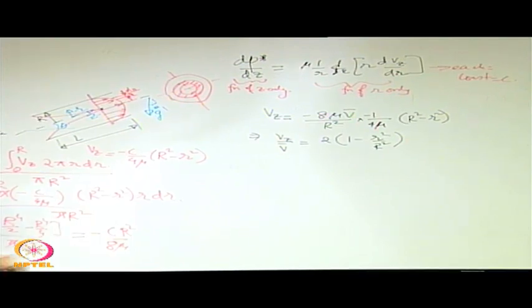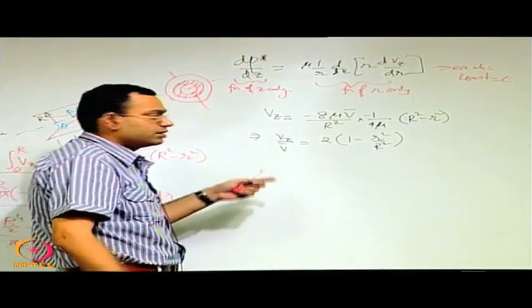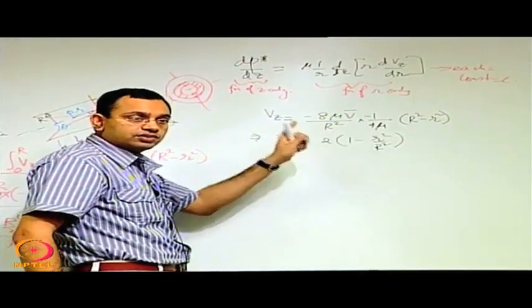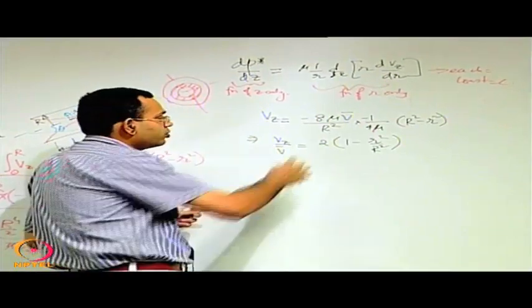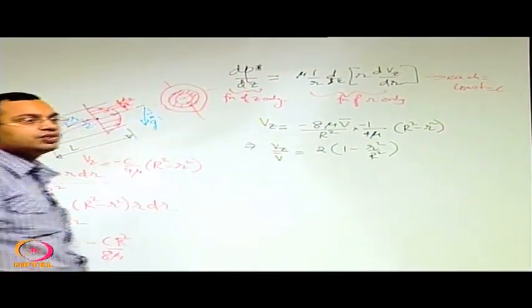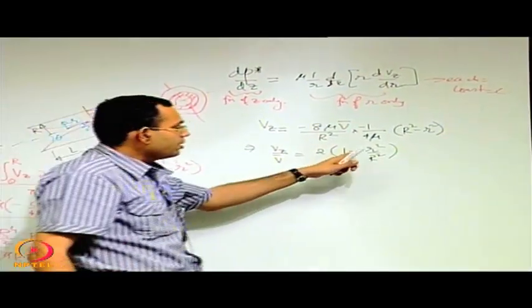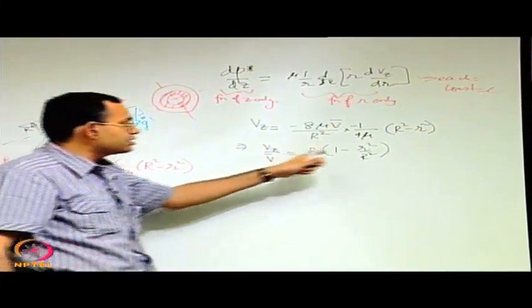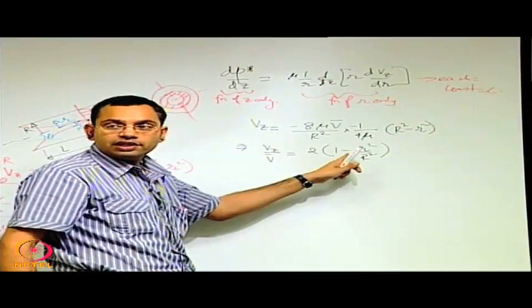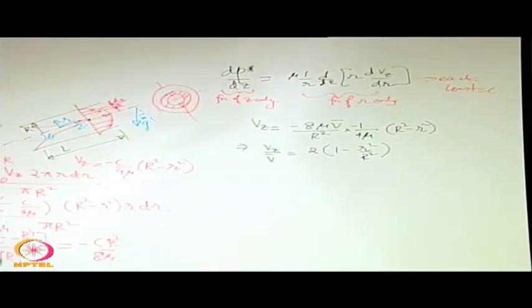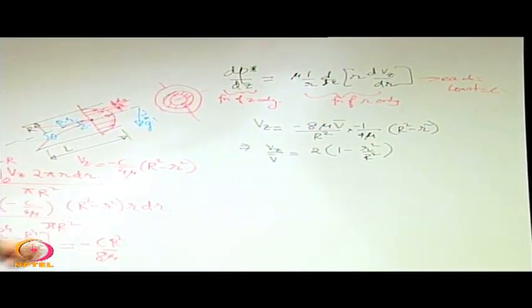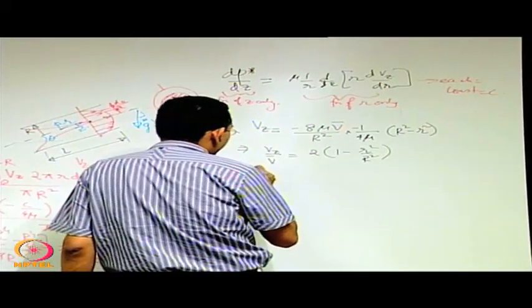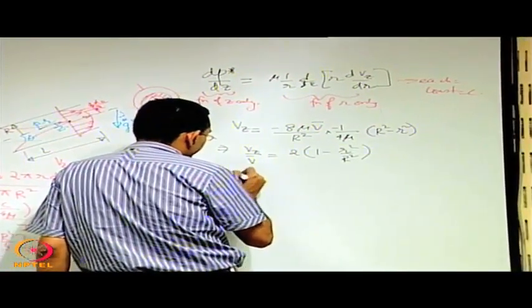Recall the flow between two parallel plates, it was like 3 by 2 into 1 minus y square by h square. So it is quite similar, the coefficient is different just because of the different geometry, and it is also a parabolic type of velocity profile because it is square with the local radius. Now, you can find out the wall shear stress. So let us find out what is the wall shear stress.